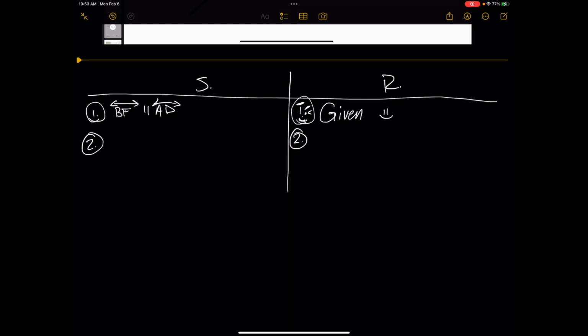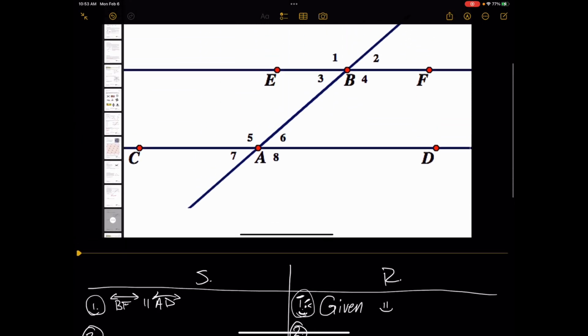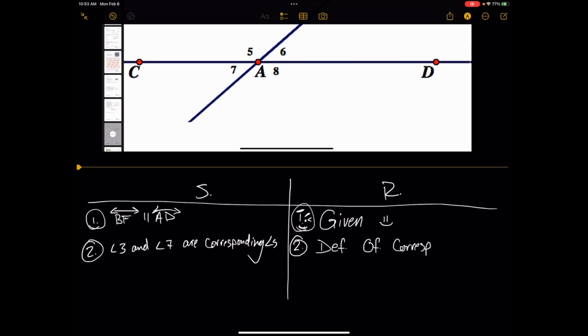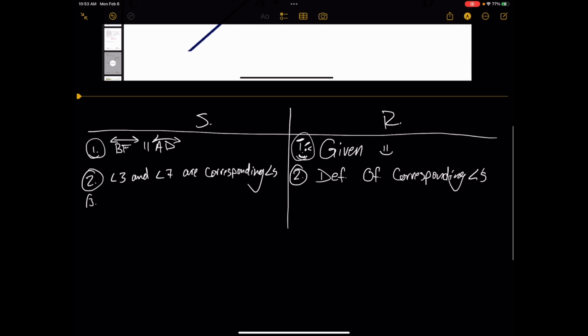Okay, number 2. What is our next step that we want to do? We said 3 and 7, yeah? So what do we say about 3 and 7? They are corresponding angles. Angle 3 and angle 7 are corresponding angles. And how do we know? Definition of corresponding angles. Very good.